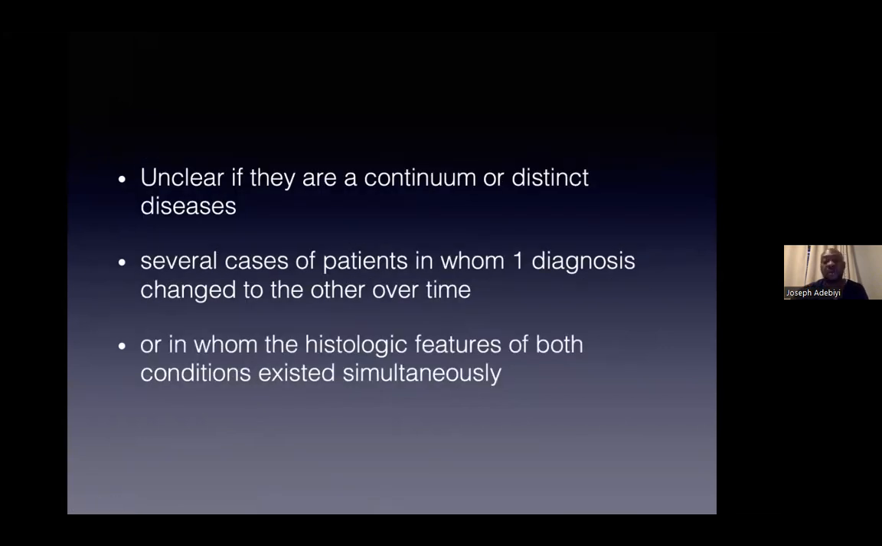It is unclear if these entities are a continuum or if they are distinct diseases on their own. Certainly, we've seen several cases of patients in whom one diagnosis was initially made and then was later on changed to the other form. So you had a patient who would have initially been diagnosed as having lymphocytic colitis and then later on described to have microscopic collagenous colitis. And then you have also seen cases of patients having simultaneous involvement of the 2 histologic subtypes.